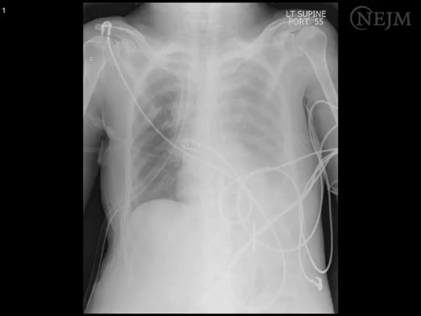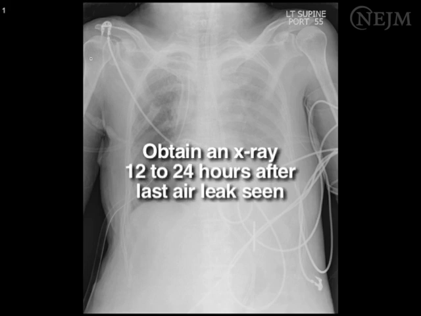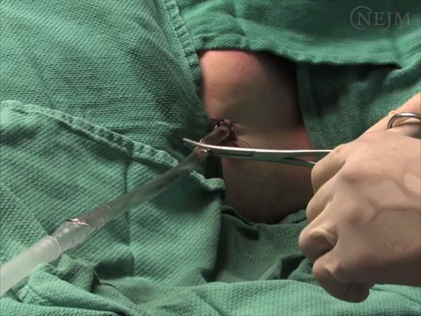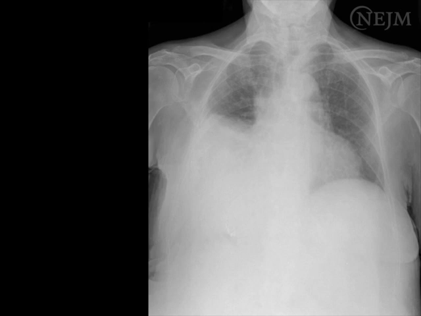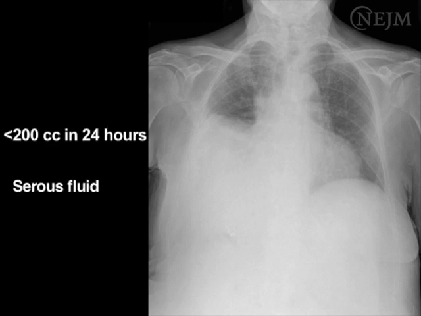Most physicians will perform a chest X-ray 12 to 24 hours after the last evidence of an air leak prior to removing the tube. The decision to clamp the chest tube to check for a persistent air leak is one that is practitioner dependent, and there is insufficient data to support or refute this practice. If the chest tube was placed to drain pleural fluid, once the drainage volume is less than 200 cc's in a 24-hour period and the fluid is serous, the tube may be removed.